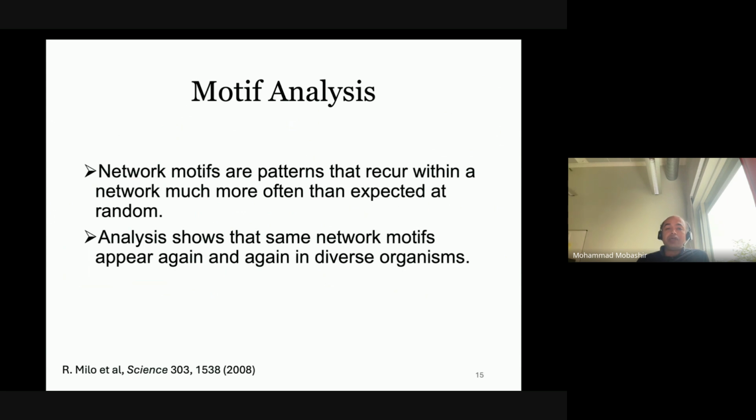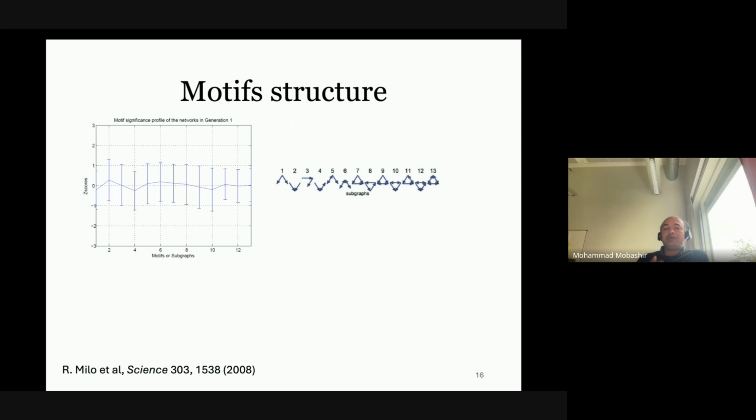A network motif appears in a network much more often than expected at random. Analysis shows that the same network motifs appear again and again in diverse organisms. If you want to learn more about network motifs, you can read the paper by Milo et al., which was published in Science. Next is the motif signature.